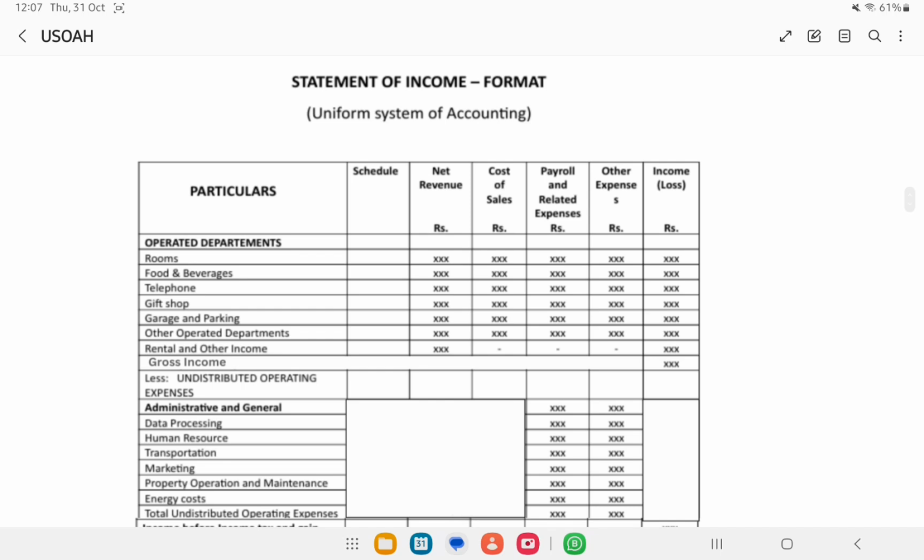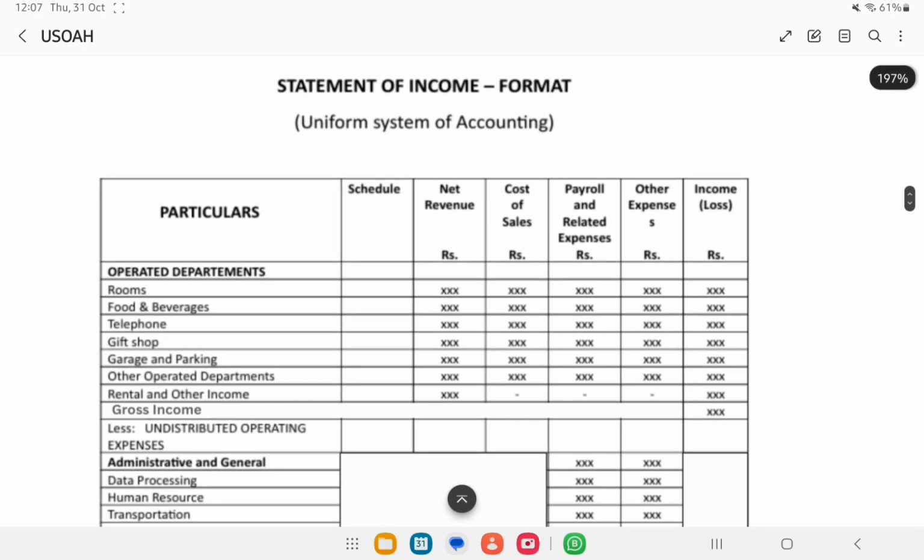Okay, now we have seen how to prepare a schedule. That means the income statement talks about a specific department alone. After that we will have the statement of income for the whole hotel. That means it comprises the information from the whole department, every department. Even after making schedules, if you have numbers from the schedules, you can write your numbers here. Now let's see, it is a little bit complicated but still interesting. We can see how to prepare it.